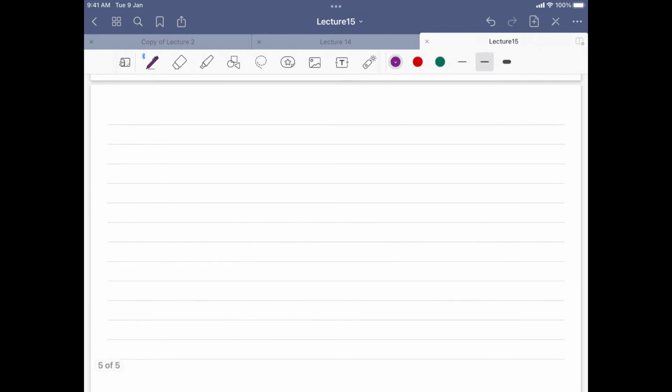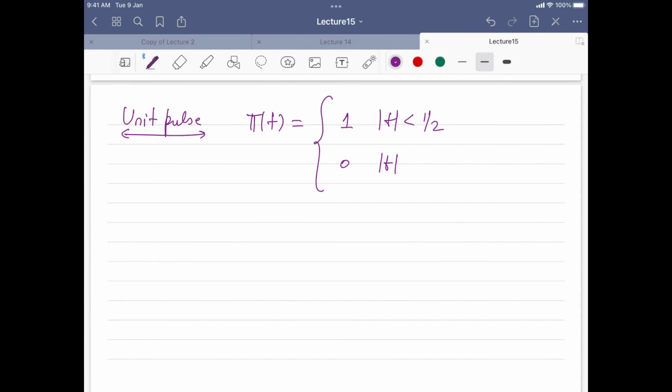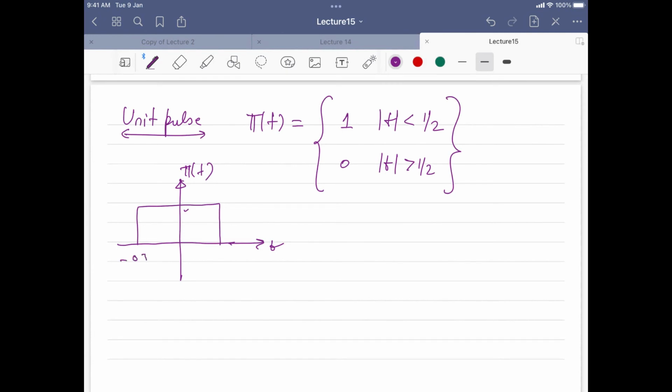Let us say we have the unit pulse. The unit pulse signal is denoted by pi(t), and it's basically 1 when the modulus of t is less than half, and 0 when modulus t is greater than half. So this is the unit pulse, and if you plot this mathematical expression, it will look like this. Its value is 1 between minus 0.5 and 0.5.